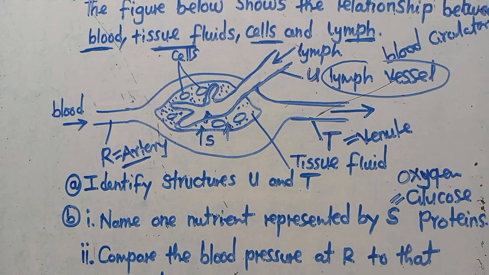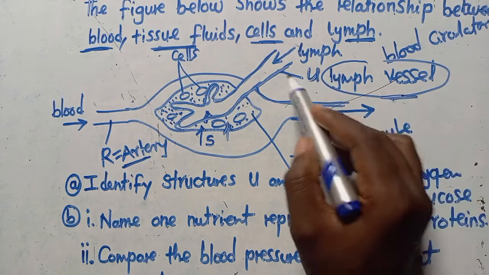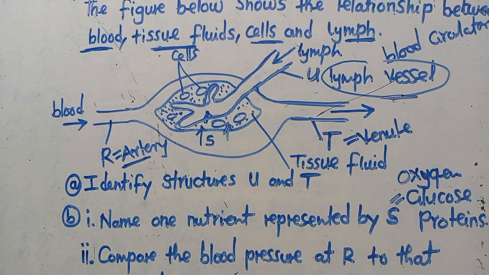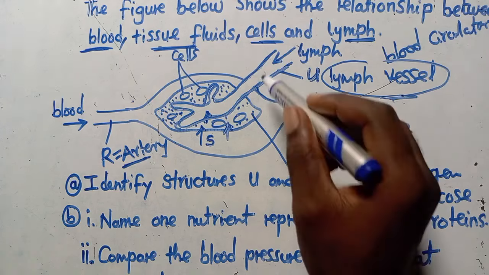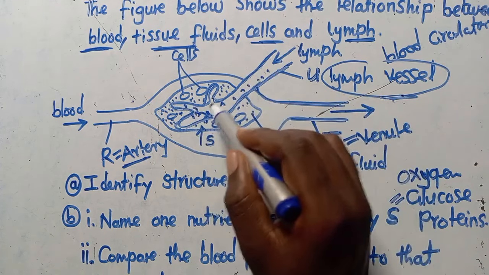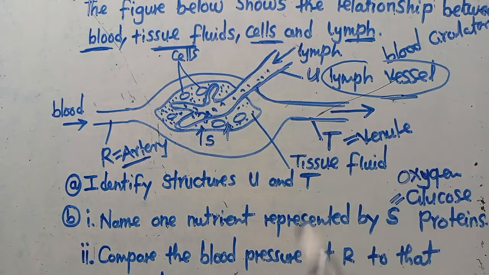You just need to understand that this structure U, the lymph vessel, transports some collected tissue fluid from the tissues to the blood vessels. This is what it does. So it is going to collect some tissue fluid. Here you find a fluid that we call lymph fluid. So it is going to collect tissue fluid from the tissues. We are saying that these are tissue fluids.